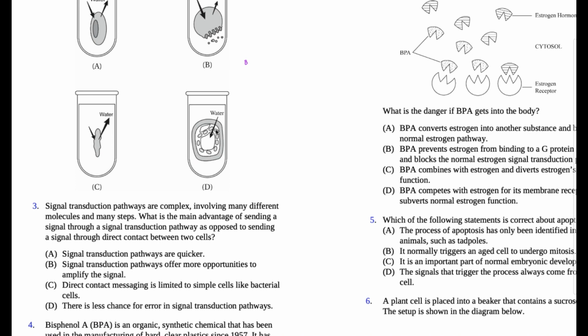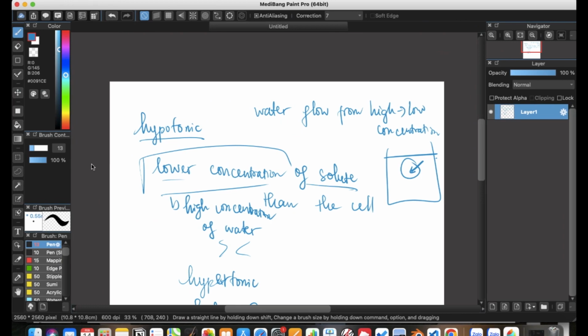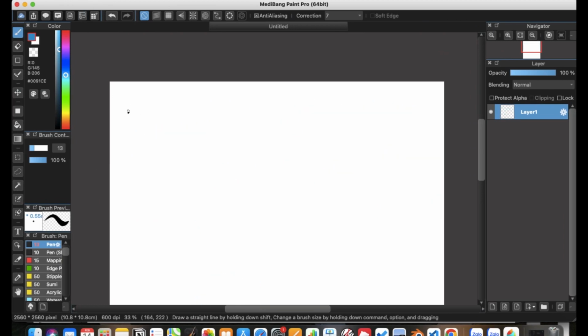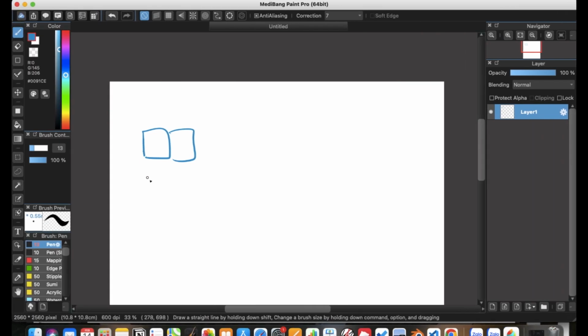This is our answer. Signal transduction pathways are complex, involving many different molecules and many steps. What is the main advantage of sending a signal through a signal transduction pathway as opposed to sending a signal through contact between two cells? Okay, signal transduction pathways are complex, and there are some ways to transduce information. Here I have two adjacent cells, and this is direct contact between two cells. It's very quick, to be honest.